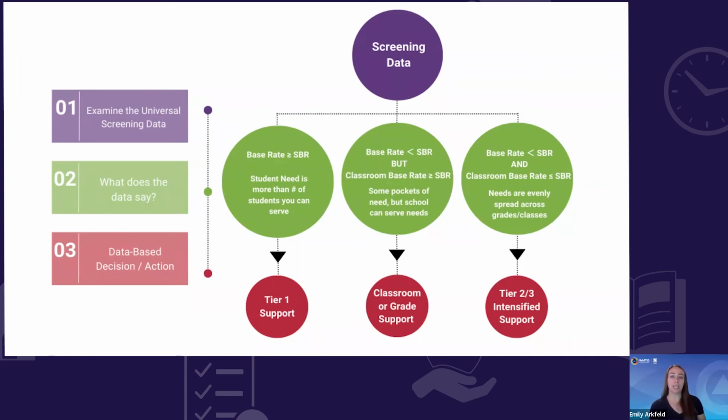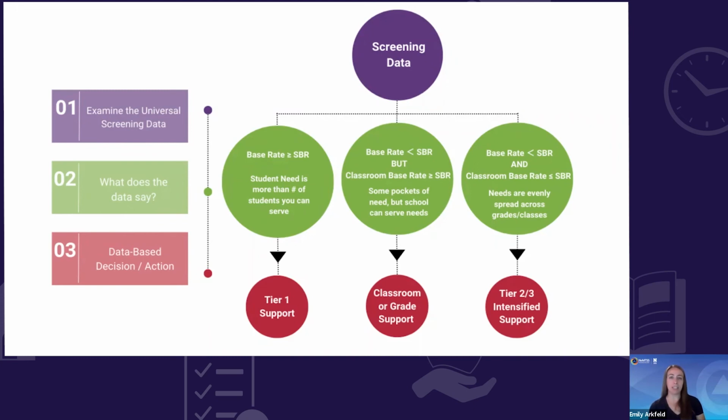If your base rate is less than your serviceable base rate, but you have 1 or more classroom base rates that are greater than or equal to your serviceable base rate, meaning that there are some pockets of need, but overall your school is serving the needs of your students, you would then want to look at adding or increasing your classroom or grade level supports.